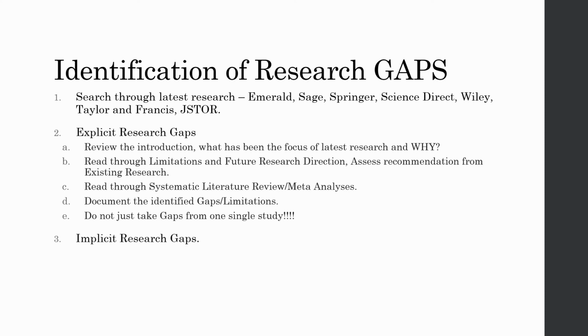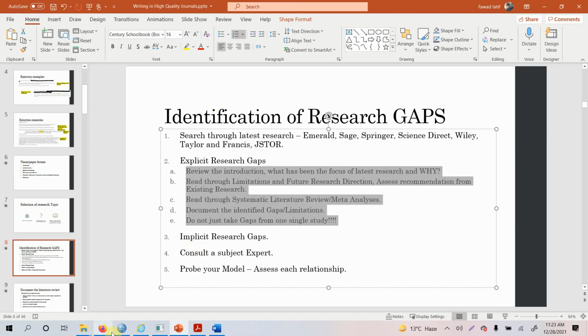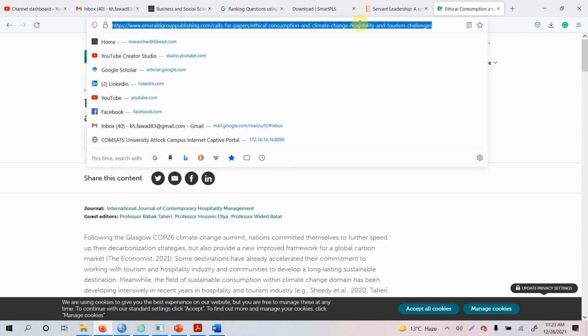Obviously, this is something that is difficult, but this will come with reading more and more on your topic, on your area of interest. So the first thing that you should do is search whether this is a viable topic or not. The easiest way is just go to Google Scholar.